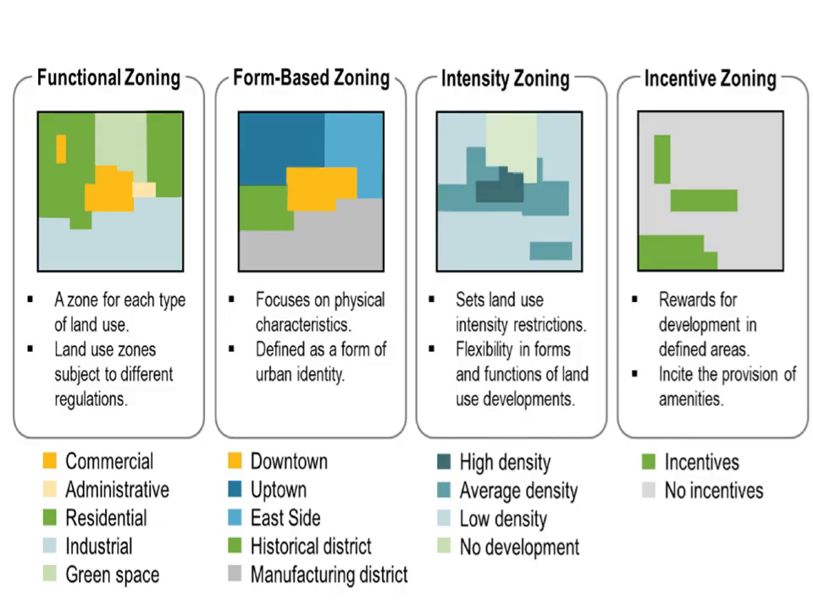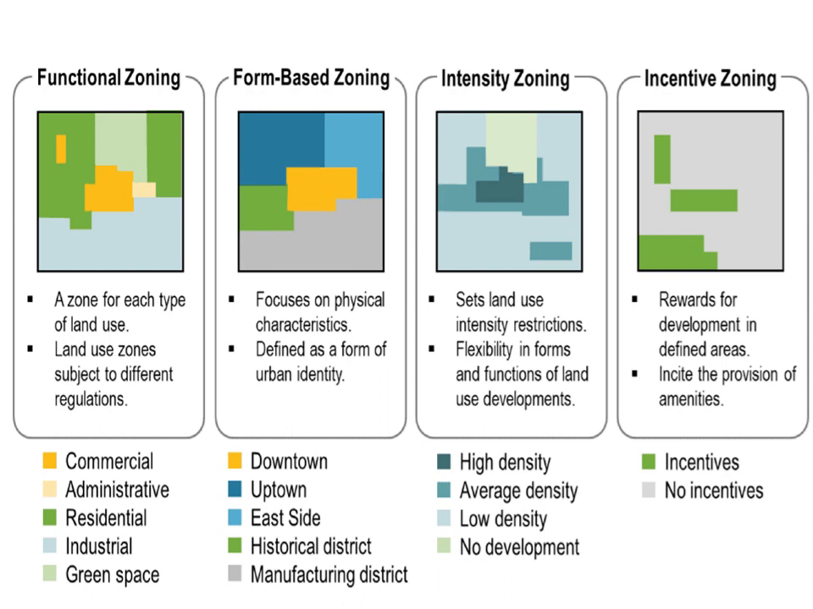Then there are different types of zoning. One is functional zoning, then form-based zoning, intensity zoning and incentive zoning. In functional zoning, a zone for each type of land use has been allocated. Similarly, land use zones are subject to different regulations such as commercial, administrative, residential, industrial and green spaces.